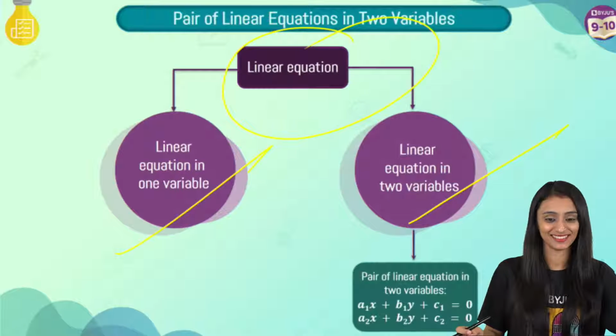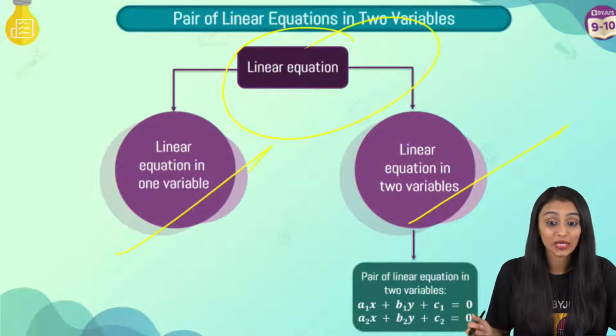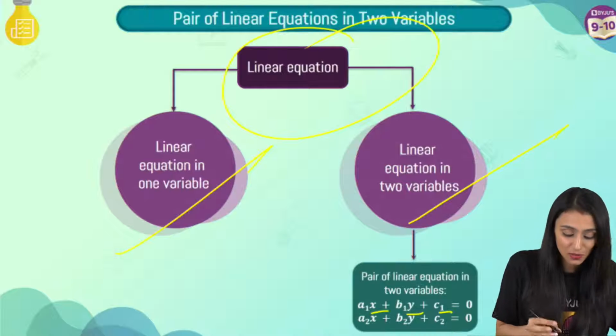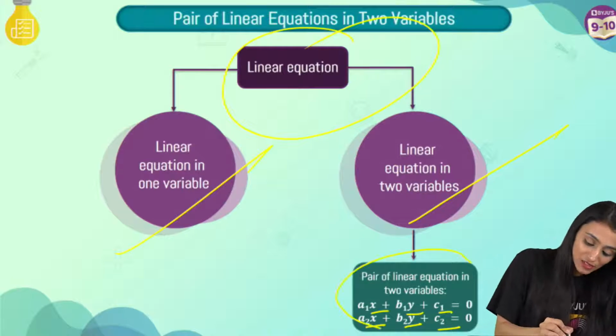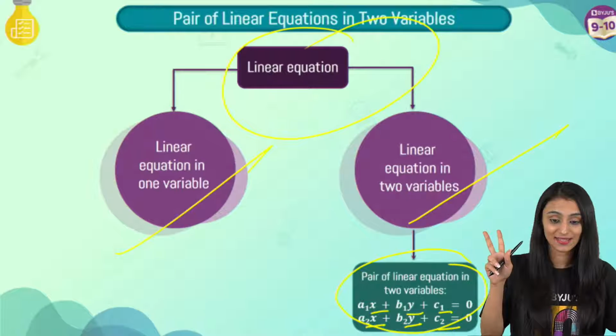So what is the general form of our pair of linear equations in two variables? The general form is a1x plus b1y plus c1 equal to 0 and a2x plus b2y plus c2 equal to 0. This is the general form for a pair of linear equations in two variables.